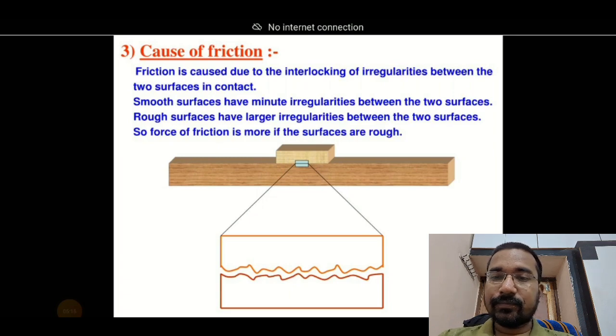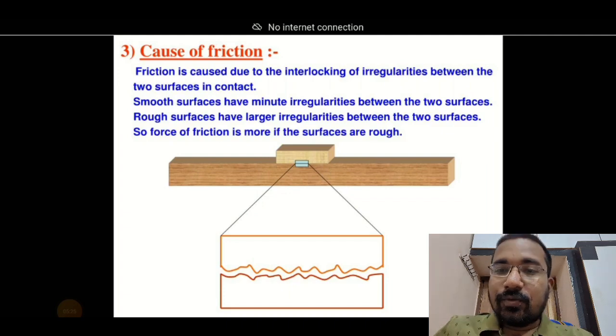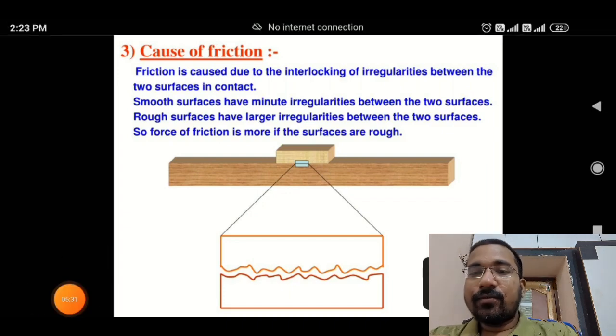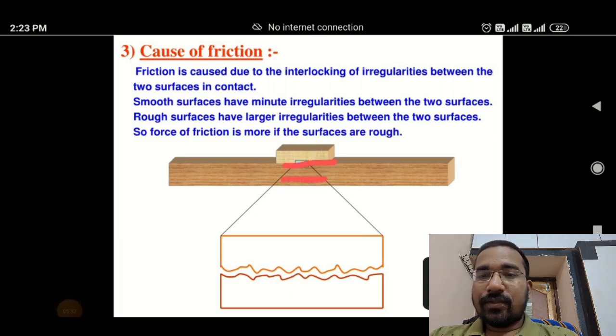So, causes of friction. Why friction? What is the cause behind the friction? Friction is caused due to interlocking of irregularities between the surface and the contact. So why?